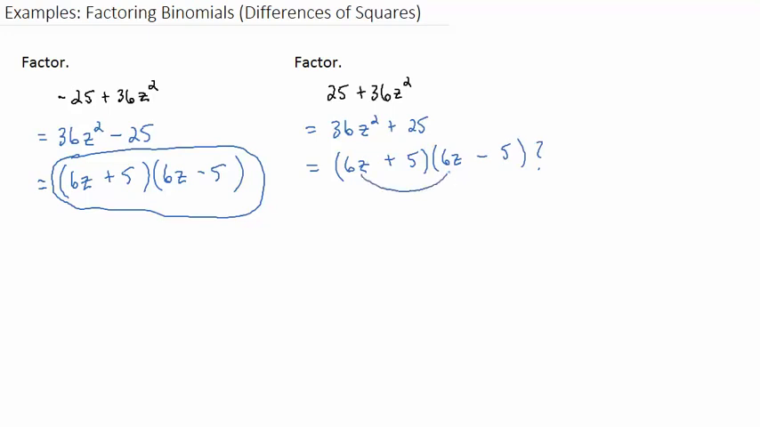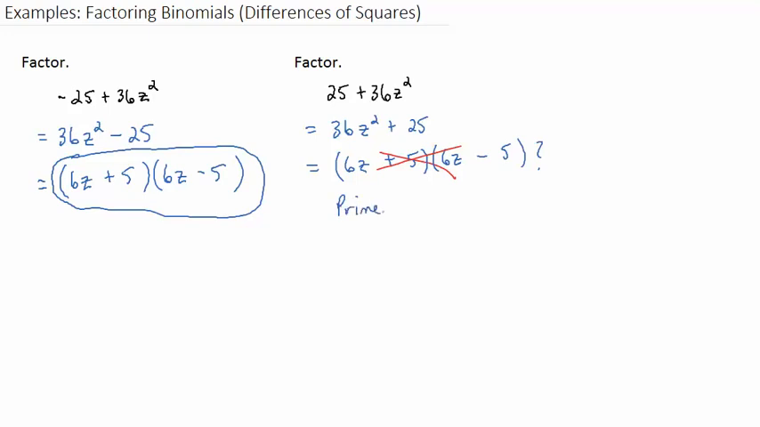Well, 6z times 6z does give us the 36z squared. So that's good. However, the positive 5 times the negative 5 gives us negative 25, which is not positive 25. So that cannot be right. So now we're thinking, okay, what do I do? There's no middle term, so I have to use conjugates, but if I use conjugates, I get a negative 25 instead of a positive 25. The answer to that question is this one doesn't factor.